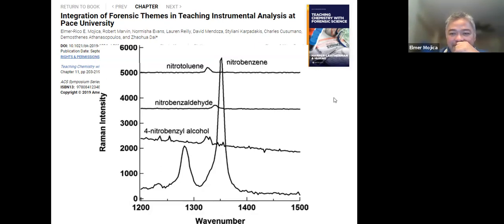Okay? So yan yung isang thing na tuwang-tuwa yung mga undergrad namin because they feel like they're doing real stuff. Okay? But what we put there is just different nitro compounds.